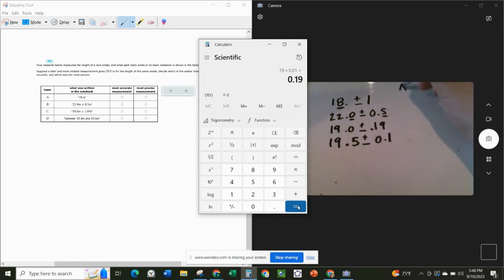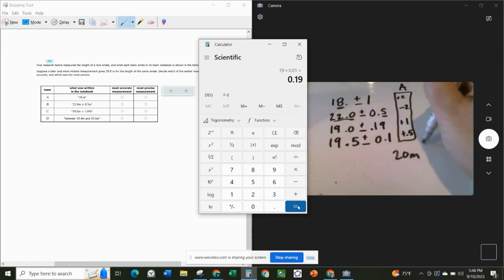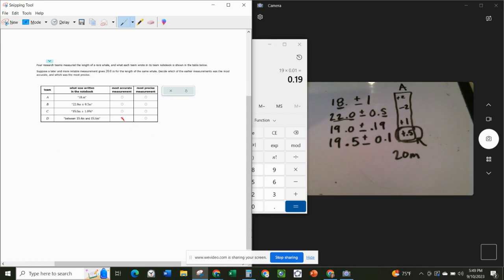So for the most accurate measurement, we're looking for something that's closest to the true value. Our true value is 20 meters. So to get to 20, we'd have to add 2. To get to 20, we'd have to subtract 2 from this number. To get to 20, we'd have to add 1 here. To get to 20, we'd have to add 0.5 here. So 19.5 is closest to 20. So this one is most accurate. So I would fill in this. This is the most accurate.